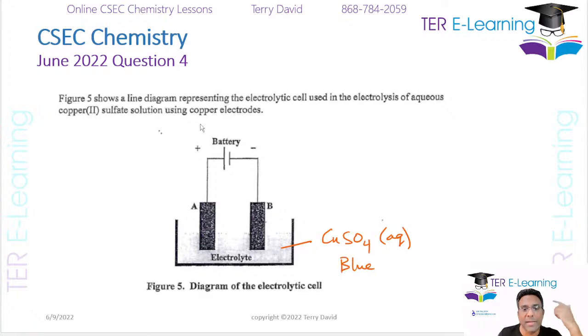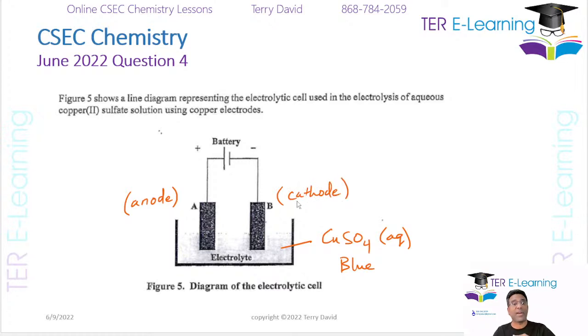You have a battery here. So A, because it's connected to the positive terminal, is called the anode. And B is connected to the negative terminal of the battery, so this is my cathode. Before I even look at the question, I need to understand what is happening here. If you look carefully, they said we're going to use copper electrodes, right? Because when you're doing electrolysis on copper(II) sulfate, if you use graphite, you get one particular reaction taking place. And if you use copper, something else is going to happen.